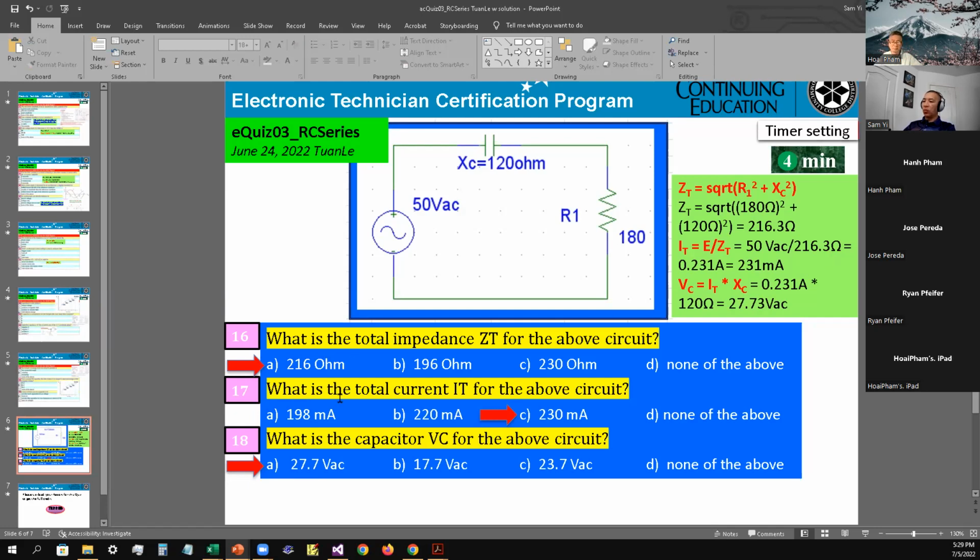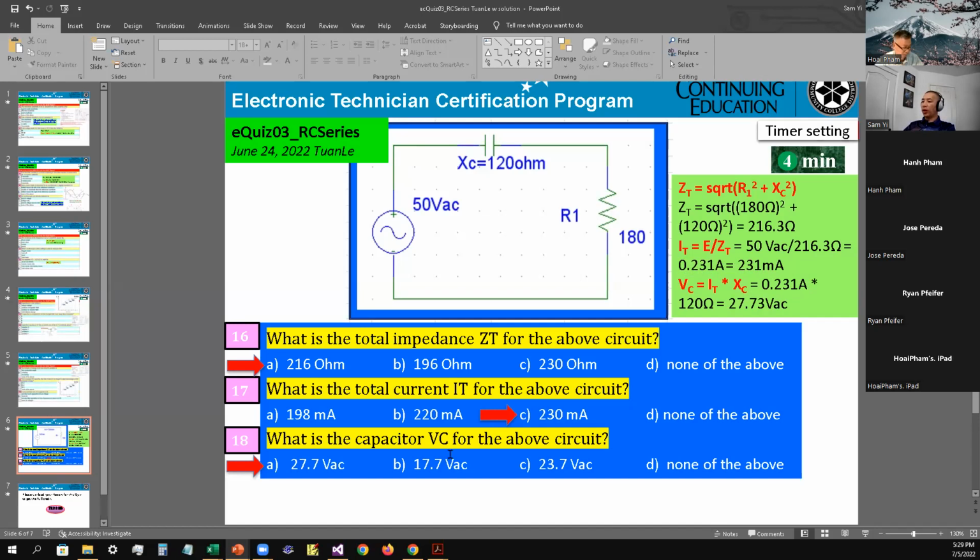Number 17, what is the total circuit current IT for the above circuit? This is a series circuit, so you're going to have one current. IT equals E divided by ZT. E in this case is 50 volts divided by ZT, 216.3 ohms. That comes to 0.231 amps, the same as 231 milliamps. So the answer is C as in cat for number 17.